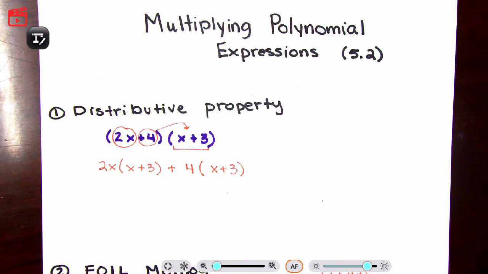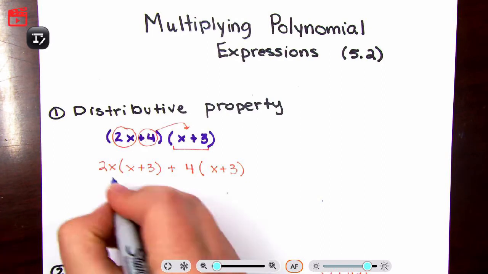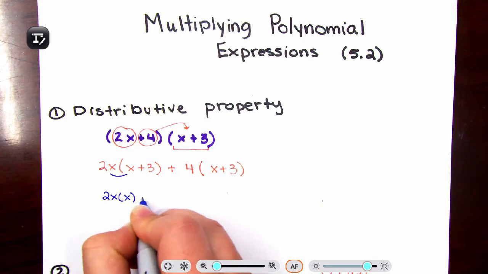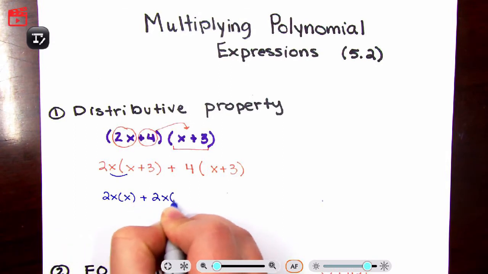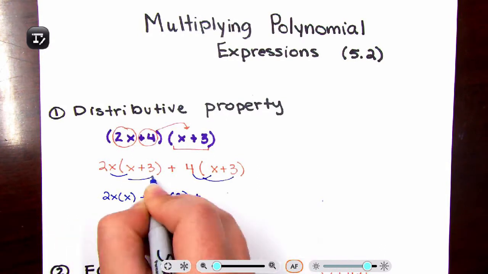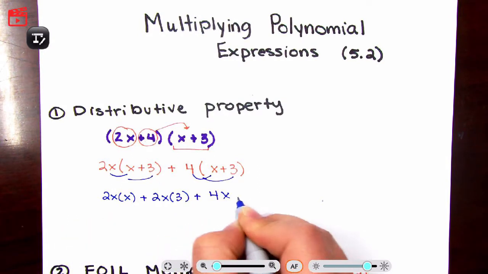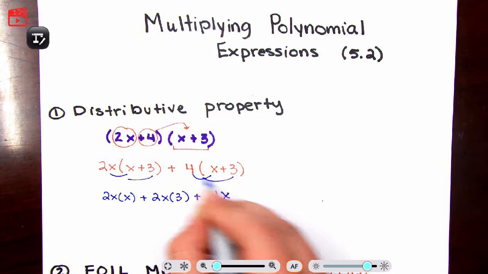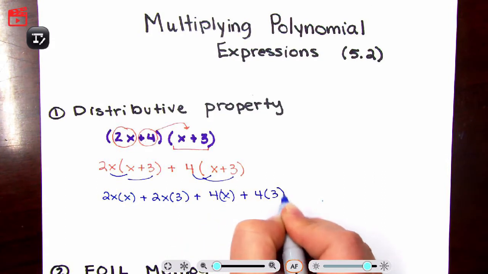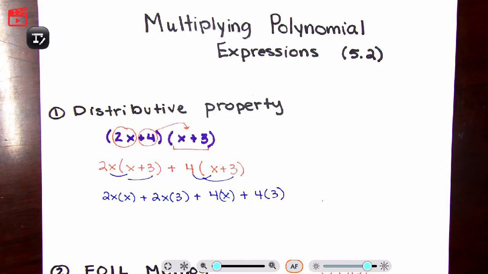So how do I multiply? Well, I distribute. So that means I have 2x times x here. I also have 2x times 3. And I have here 4 times x, and I have 4 times 3. And once you're here, you can then start simplifying.